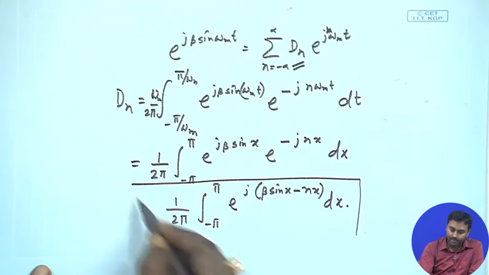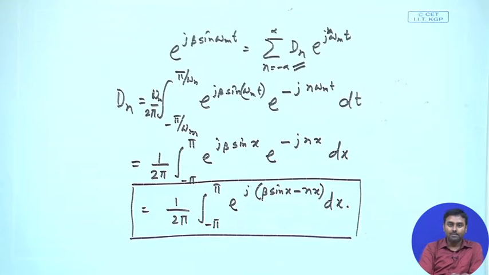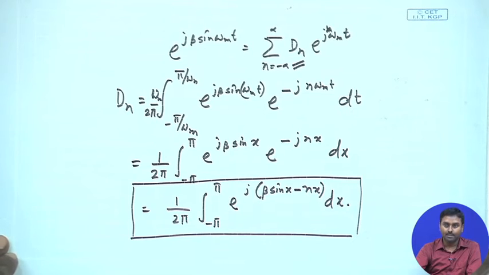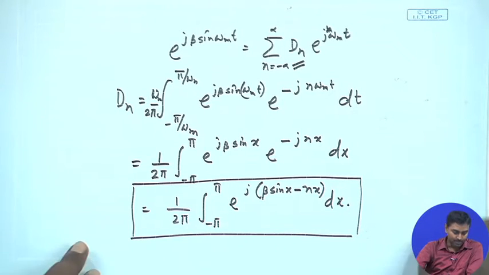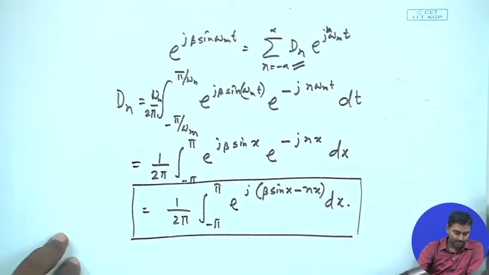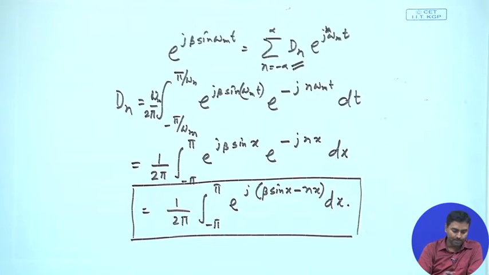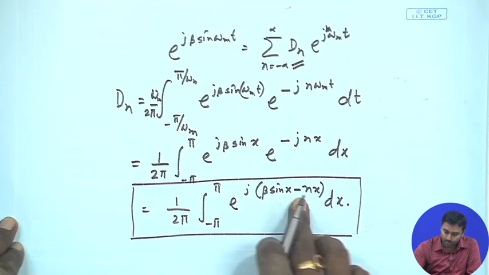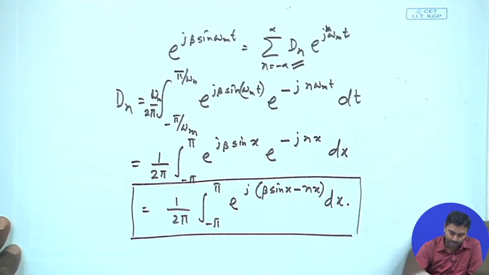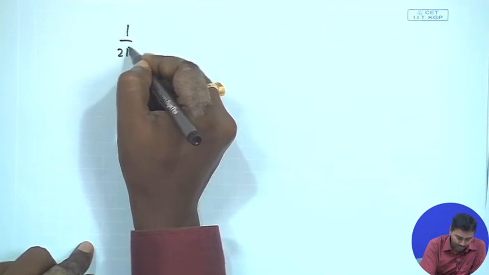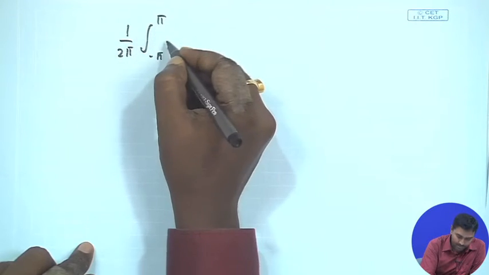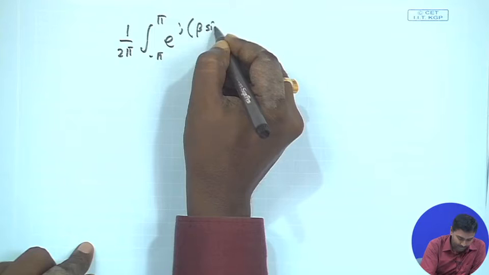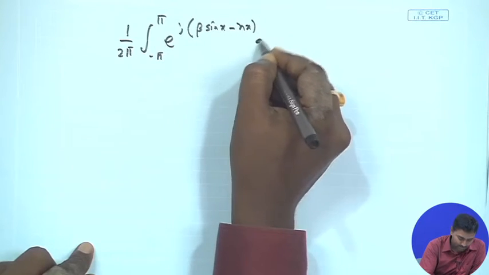This particular integral is not something that can be calculated easily. Okay. That has to be numerically evaluated, but this has a name. This was by Bessel, and this is called the Bessel function, and because this n is there, it is called the nth order Bessel function. So, I can write this as 1 by 2 pi, integral from minus pi to pi, e to the power j beta sin x minus n x, dx.